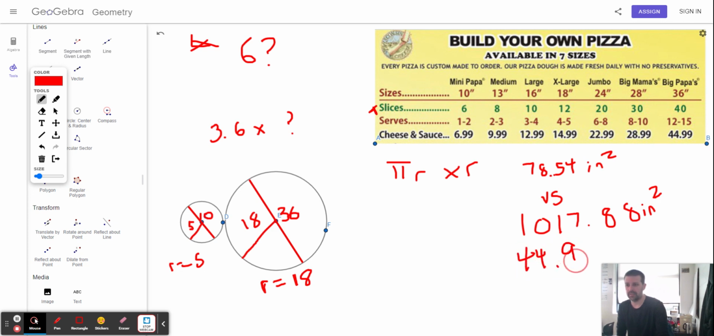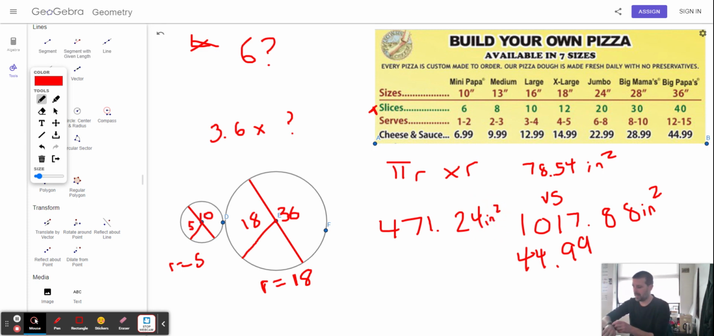And that's just on the menu right here. So now we're going to get 6 mini papas, and we know how big they are. They're 78.54 inches squared. Let's multiply that by 6 since we're ordering 6 pizzas. What is 78.54 times 6? The answer is 471.24. So it's definitely less pizza. It's less than half the pizza, but the price is going to be less.